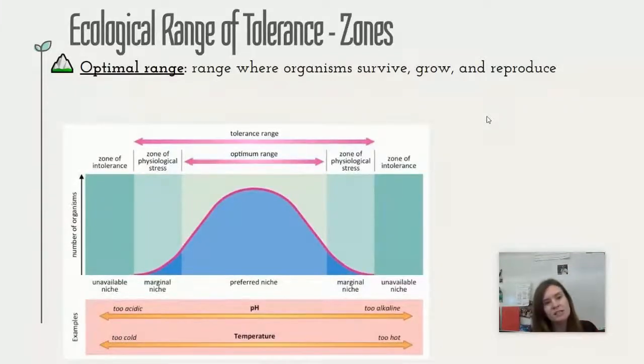So the first zone is the optimal range. This is here, so you have your preferred niche here. You can see the bell curve is up here, and that's indicating that the number of organisms, which is your y-axis, which is your dependent variable, is high.